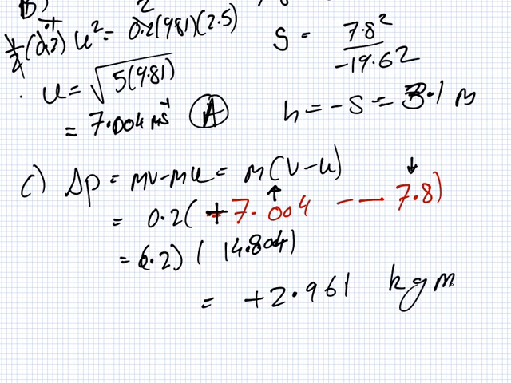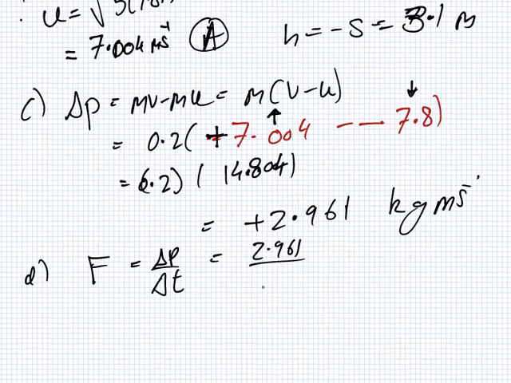Alright. And finally, what is the force? That is from this formula, which is 2.961 over 33 milliseconds, so that's 33 times 10 to the minus 3. So what does this work out as? 89.7 newtons then. And it's positive because the ground is pushing upwards on it.